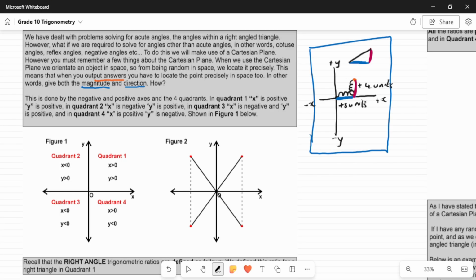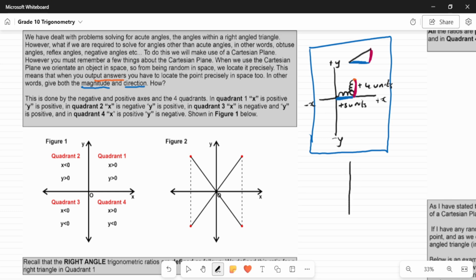Right, so as I've said, when we're using the Cartesian plane, we need to indicate both the magnitude and the direction, because that's what the Cartesian plane enabled us to do initially, to give us the precise location of a point. How do we give the precise location? By giving the magnitude and the direction of that point, and how far it is from the origin.